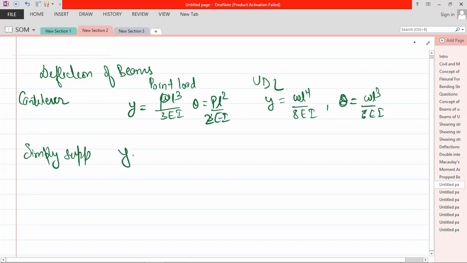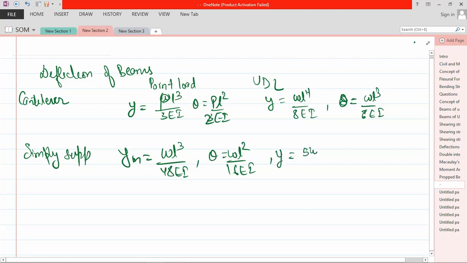Now for simply supported, for a point load, Y maximum is equal to WL cube upon 48 EI, and theta is equal to WL square upon 16 EI. For UDL, Y is equal to 5 WL power 4 upon 384 EI, and theta is equal to WL cube upon 24 EI. Okay, so these things you need to remember and learn.